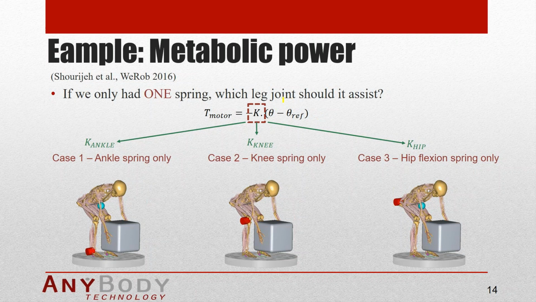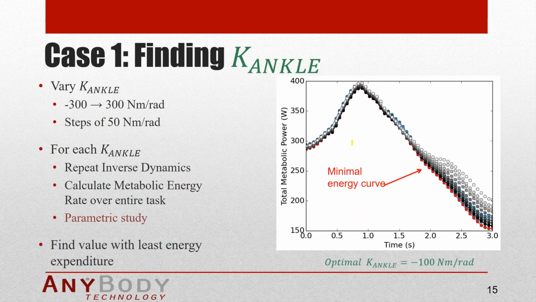And the spring moment that it's providing is then a linear function of the joint angle, so this actually becomes a spring. So three cases, we're looking first at the ankle, then we look at the knee, and then we look at the hip flexion. So the way we do it is we just add the spring in the system, in the first case to the ankle, and we let the spring constant K vary in steps of 50 Newton meters per radian between -300 and plus 300. So the spring can kind of work in both directions, whatever it is that we need.